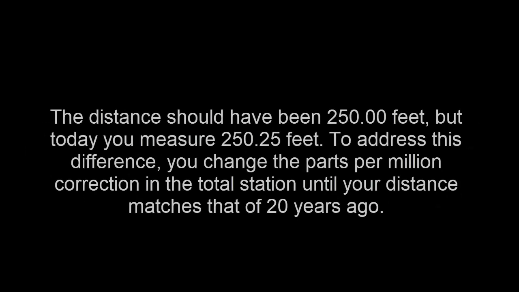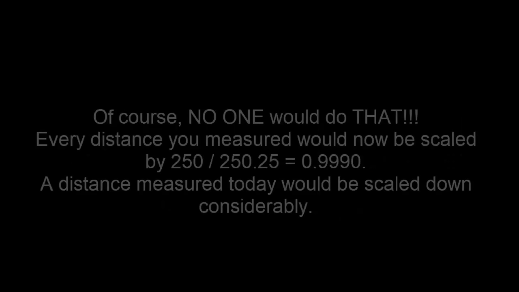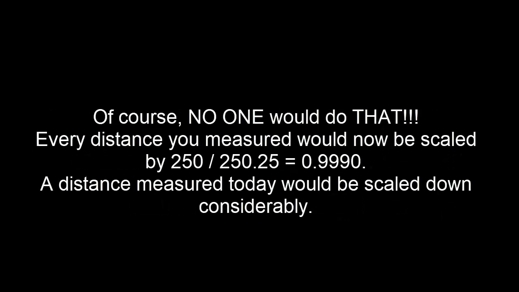It would be like returning to a survey you did 20 years ago with the total station. You set up the total station on a control point from 20 years ago and backsight another control point from 20 years ago. The distance should have been 250.00 feet, but today you measure 250.25 feet. To address this difference, you change the parts per million correction in the total station until your distance matches that of 20 years ago. Of course, no one would do that. Every distance you measured would now be scaled by 250 divided by 250.25, which would be 0.999. A distance measured today will be scaled down considerably.